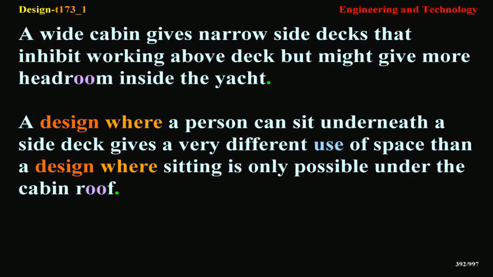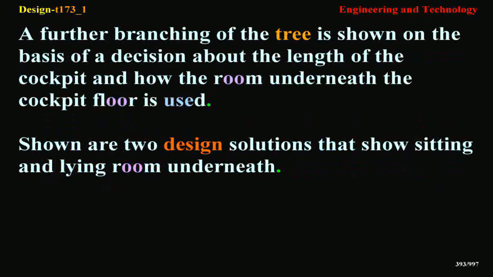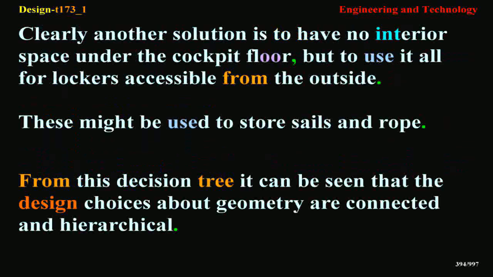A further branching of the tree is shown on the basis of a decision about the length of the cockpit and how the room underneath the cockpit floor is used. Shown are two design solutions that show sitting and lying room underneath. Clearly another solution is to have no interior space under the cockpit floor, but to use it all for lockers accessible from the outside. These might be used to store sails and rope.